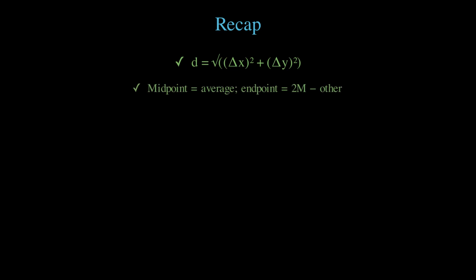Recap. Distance uses a square root of a sum of squares. Midpoint averages coordinates. Missing endpoints come from doubling the midpoint and subtracting. For rectangles, combine distance and slope facts to prove sides and angles behave correctly.